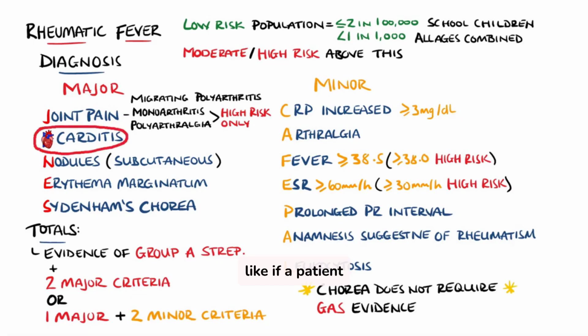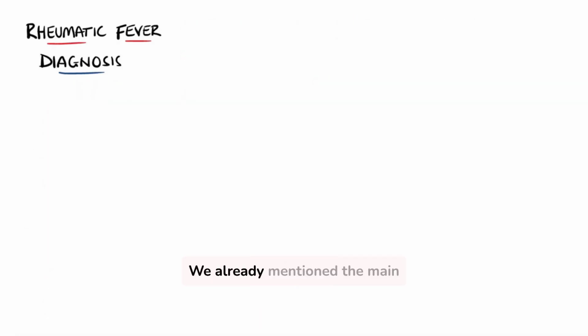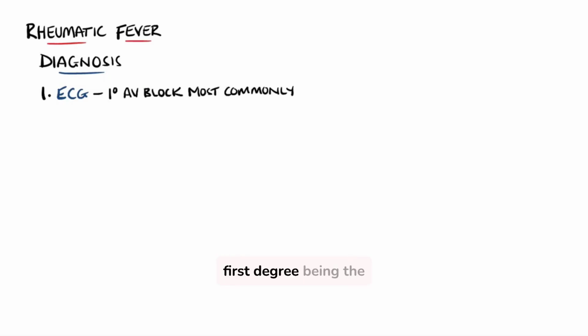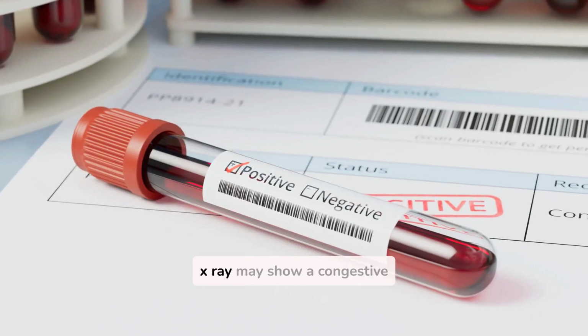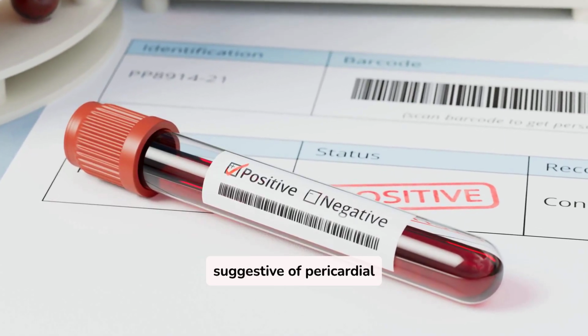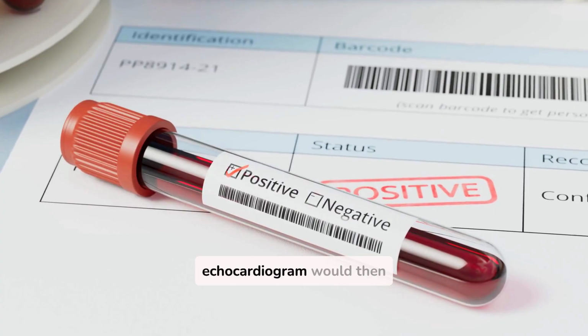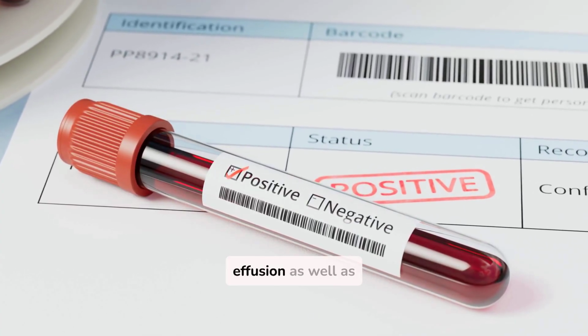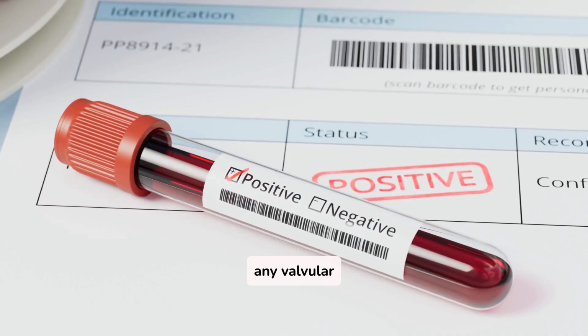Just like if a patient has carditis as a major criteria, then a prolonged PR interval no longer counts as a minor one. We already mentioned the main lab values, and so other investigations include an ECG looking for blocks, first degree being the most common, but second degree and third or complete heart block can also occur. A chest X-ray may show a congestive picture or cardiomegaly, which may be suggestive of pericardial effusion. An echocardiogram would then be able to evaluate this effusion as well as any valvular abnormalities.